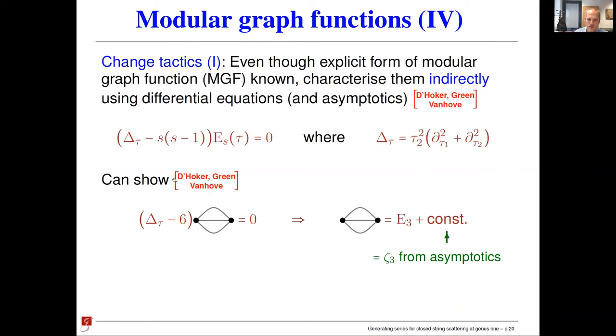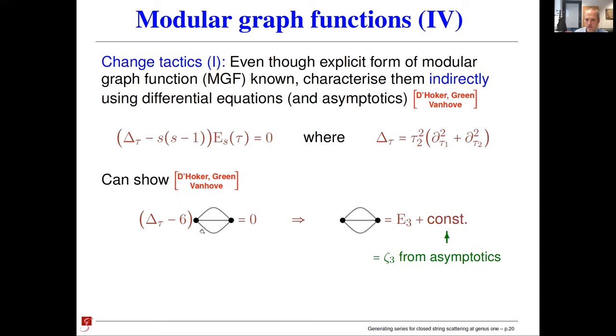One equation that you can derive, and this was done in this paper first, I believe, is that this function that we saw on the previous slide also is an eigenfunction of this modular Laplace operator for a specific value here. But then taking this equation and looking at the known equation, you see if you put s equal to 3, the operator becomes the same. So that means that this function here must be the same as E3 up to some constant. And constant here is the only option because you want the whole thing to be modular invariant. And this constant you can fix by looking at the asymptotics. So this is where you could get the zeta 3 from.